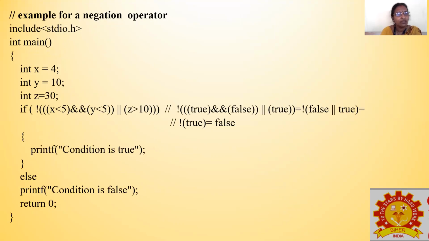Example for the negation operator. Say x is equal to 4, y equal to 10, z equal to 13. What we are doing here is calculating x less than 5, logical AND with y less than 5, logical OR with z greater than 10. x less than 5 is true, and y less than 5, no. So the first expression becomes false. Logical OR with z greater than 10, which is true. So false OR true, the result will be true. Negation of true will be false. So what will be the output? Condition is false.